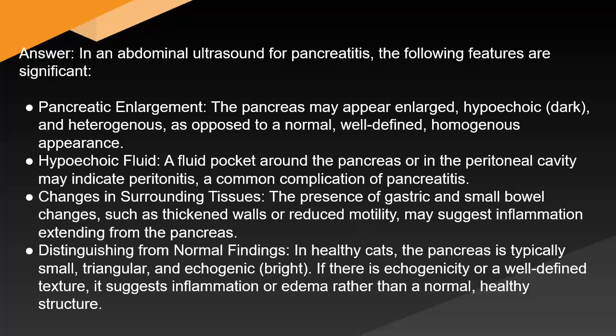Hypoechoic fluid. A fluid pocket around the pancreas or in the peritoneal cavity may indicate peritonitis, a common complication of pancreatitis. Changes in surrounding tissues. The presence of gastric and small bowel changes, such as thickened walls or reduced motility, may suggest inflammation extending from the pancreas. Distinguishing from normal findings. In healthy cats, the pancreas is typically small, triangular, and echogenic (bright), with a well-defined texture. Enlargement and hypoechogenicity suggest inflammation or edema rather than a normal, healthy structure.